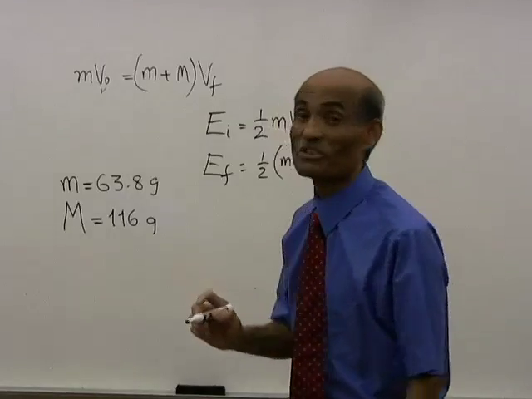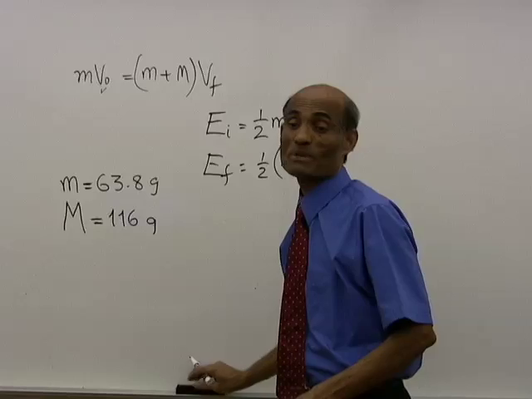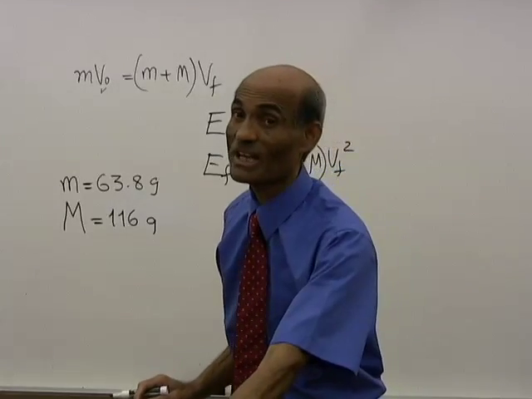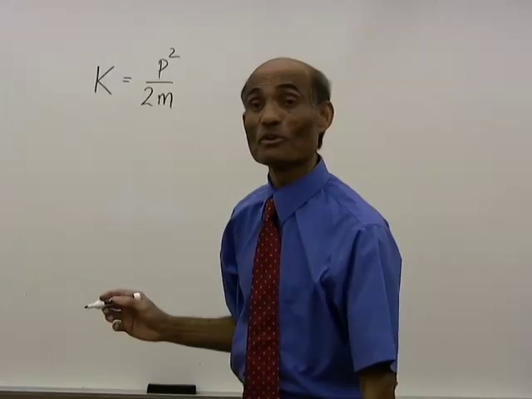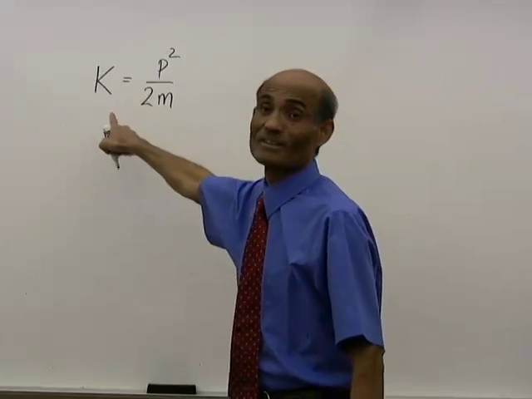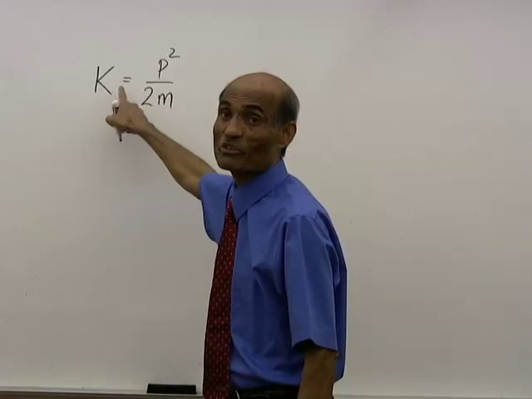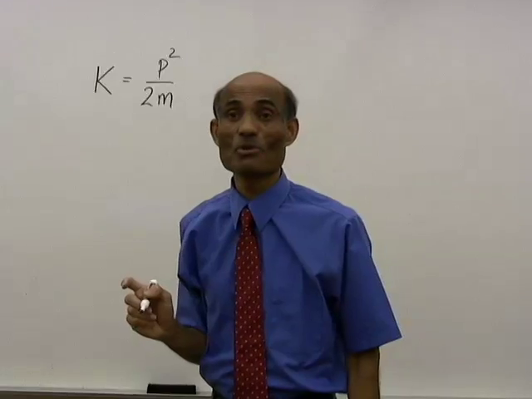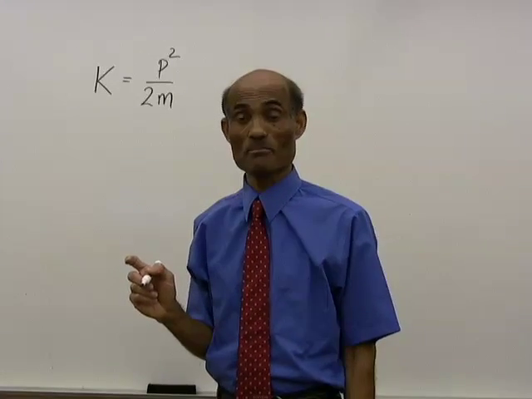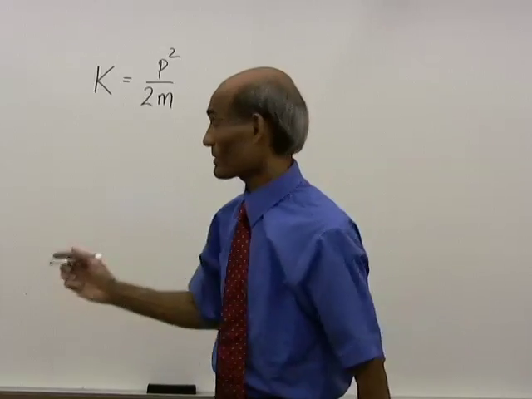And now the third question. You know that kinetic energy can be expressed in terms of momentum. If you remember this equation, we did that in the theory. Kinetic energy can be expressed using the linear momentum: K equals p squared over 2m. So let's apply this for this collision.